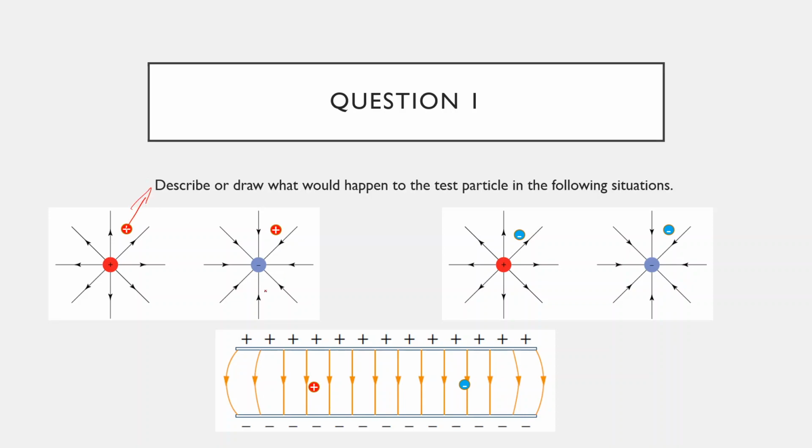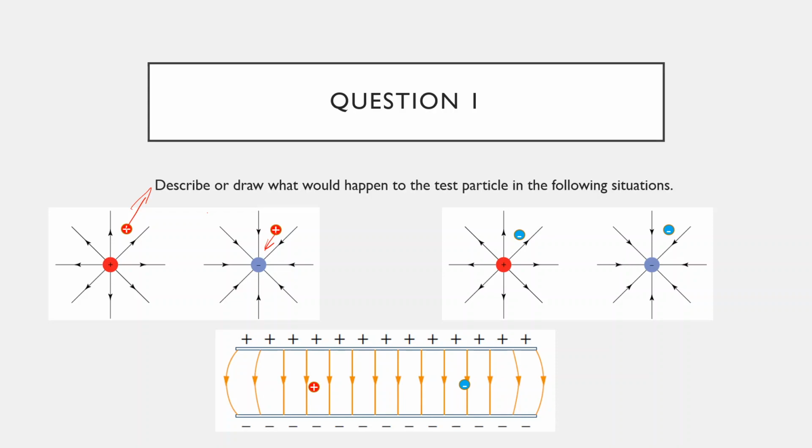All right. Next picture, you've got a negative charge exerting a field. Field lines point towards the negative charge. Which direction would the positive test charge move? Well, positive test charges follow field lines. So that positive charge would go that way towards the negative charge.